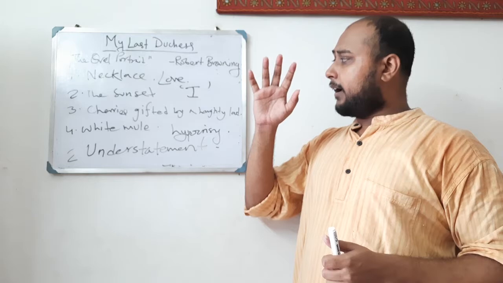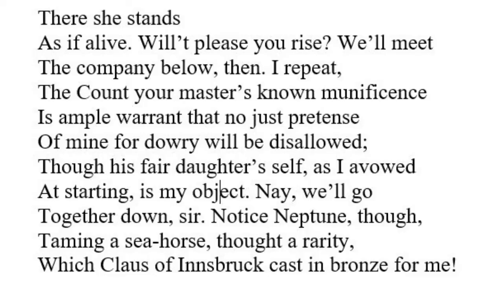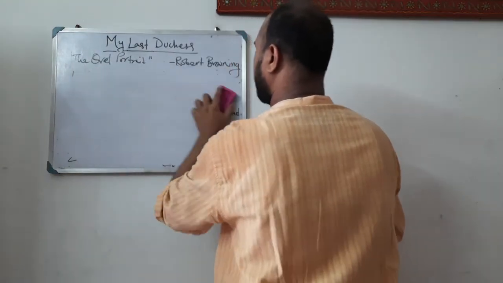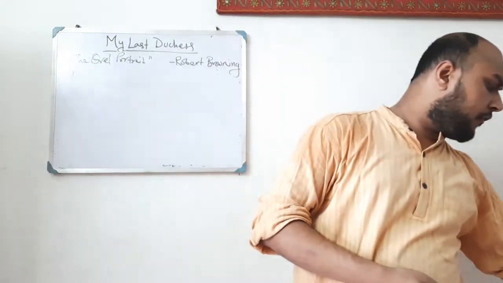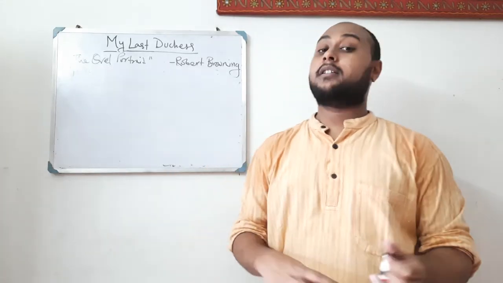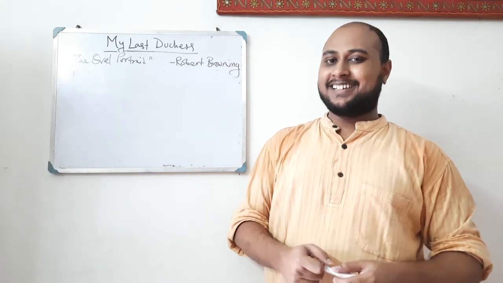So he looks at this final piece of art and says, notice Neptune though, taming a seahorse, thought a rarity, which Claus of Innsbruck cast in bronze for me. So I'll just remove this, and I'll tell you a little bit about this sculpture. So Claus of Innsbruck. Who is Claus of Innsbruck? Here Claus of Innsbruck is a fictional character, because there is no Claus of Innsbruck. Or is there one? There is.